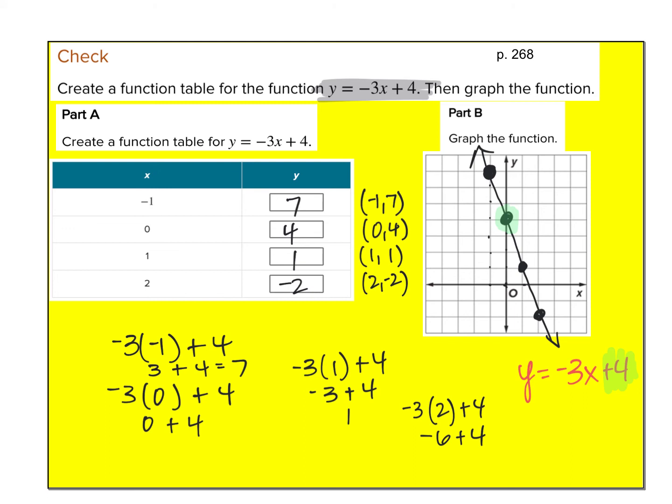And then my slope, if I look at that, it looks like it's negative 3 or negative 3 over 1. So let's test it. I'll just do it in blue. So I'll pick 2 points. It looks like I go down 1, 2, 3 over 1, down 3 over 1. So I have a good graph.